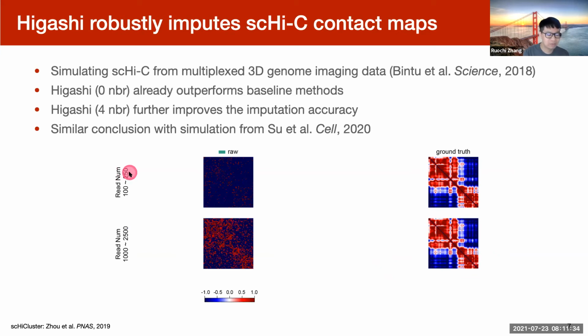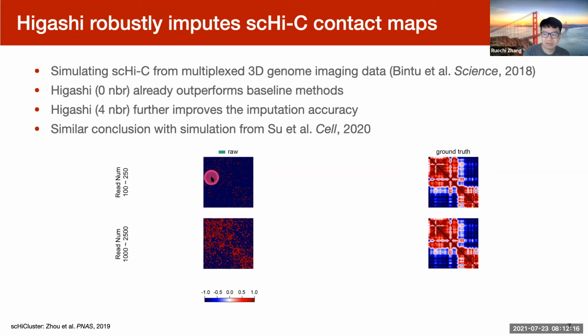We evaluated the performance of Higashi for imputing contact maps through a realistic simulation test. We would simulate single-cell Hi-C from this multiplexed 3D genome imaging data from the Su et al. Cell paper. To do that, we would first transform the 3D coordinates of genomic loci from each chromosome in this imaging data to pairwise distance maps, which are referred to as ground truths and also visualized here. We will then randomly sample reads in proportion to the inverse of distance to get the sparse contact maps, which is also visualized here and marked as raw.